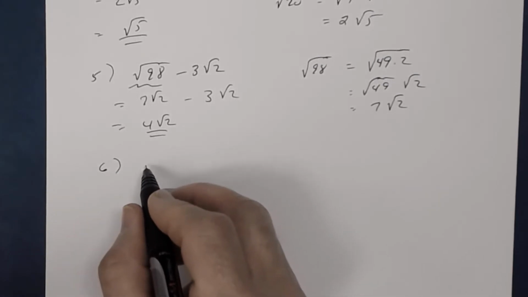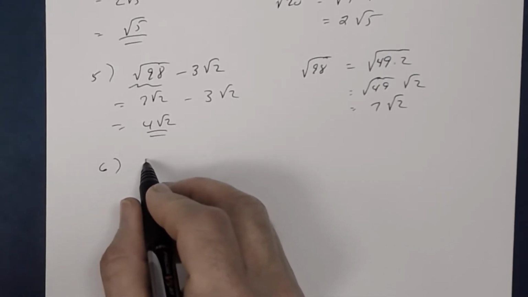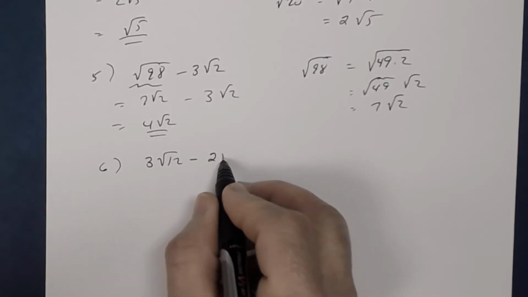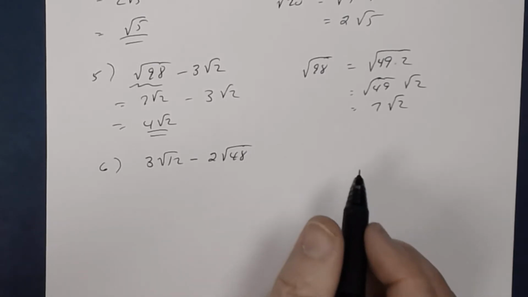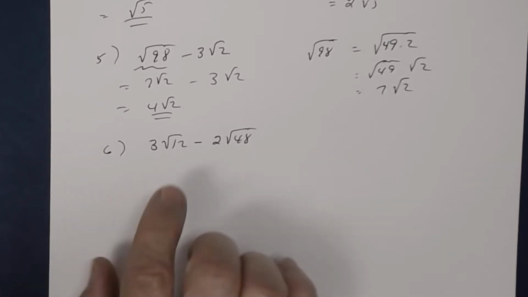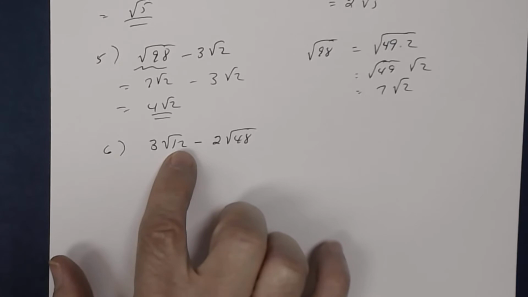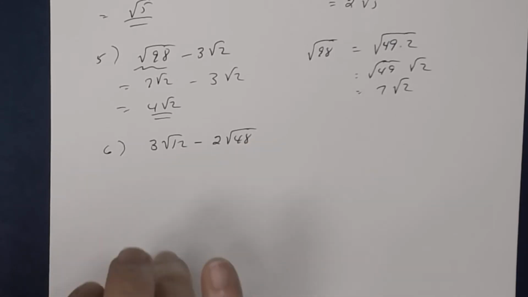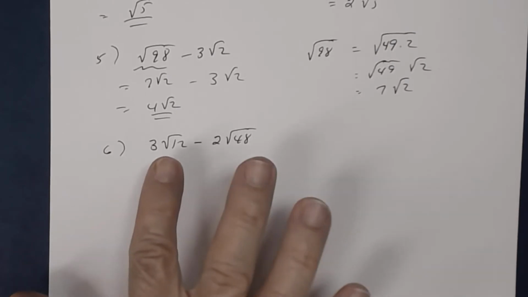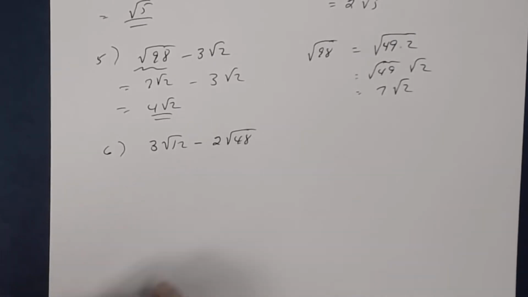Okay, suppose you had 3 square root of 12 minus 2 square root of 48. Okay? 3 square root of 12 minus 2 square root of 48. Okay, now, so obviously the way they look, those are not like terms because that radicand's 12 and that radicand's 48. The indices are always going to be the same because you're dealing with square roots.